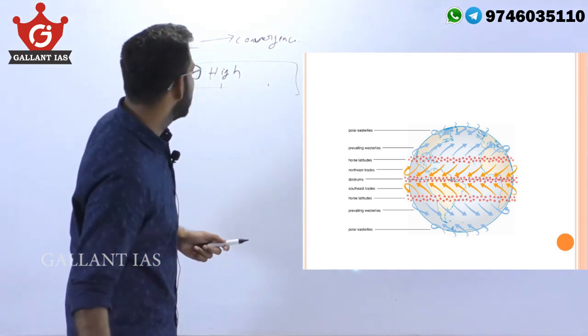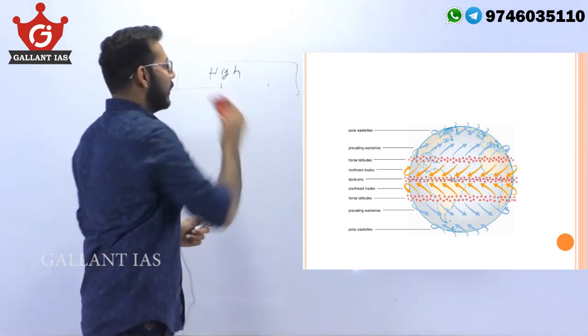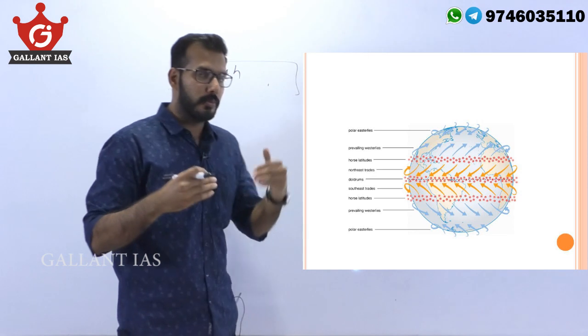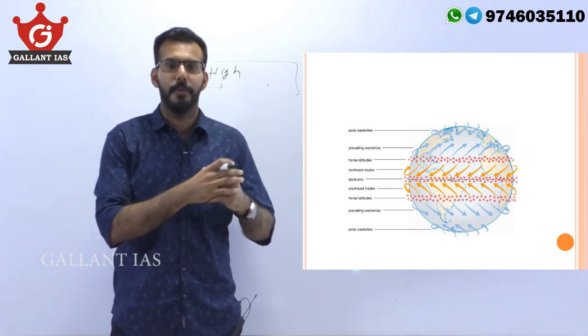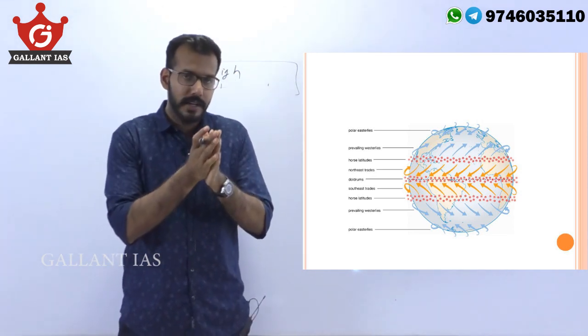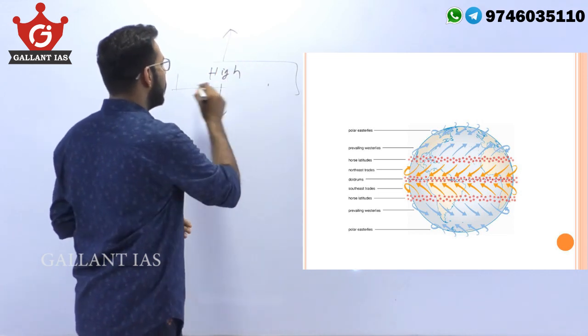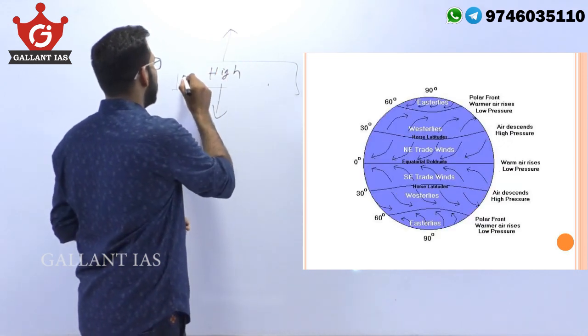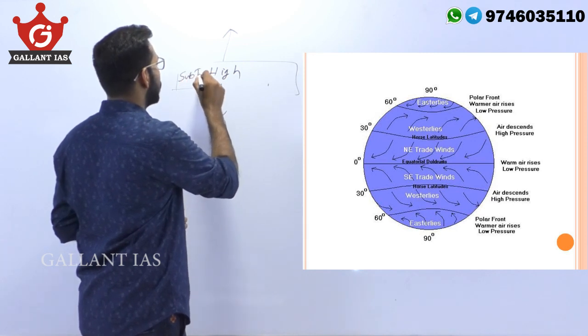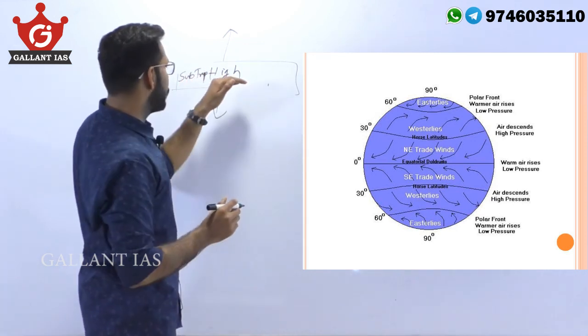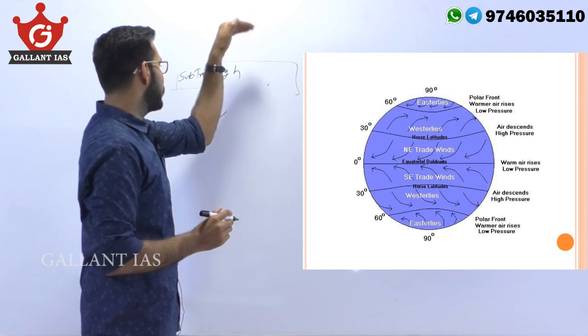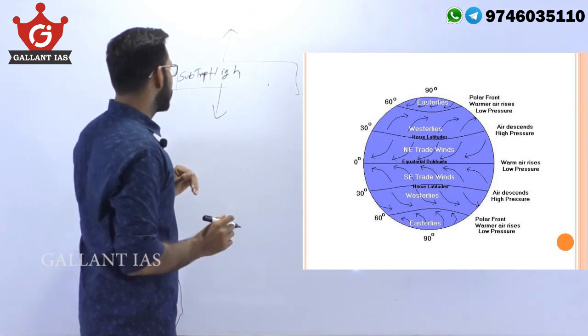subtropical high. A low is a point of convergence. High pressure regions are points of divergence. Air is moving out of them, and therefore air is moving up and air is moving down. This is the subtropical high. So from this subtropical high, air is moving up north and air is moving down south.